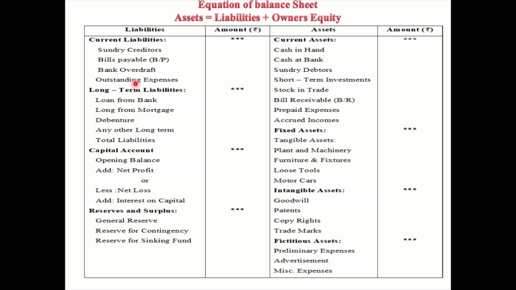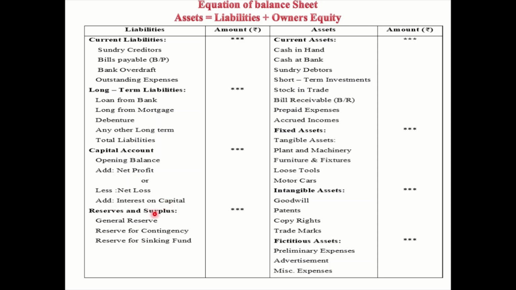Now we are going to see the capital part. This includes the owner's equity. Owner's capital is nothing but the fund provided by the proprietor. As we have seen in the profit and loss account, net profit we carry down to the capital account of the balance sheet. If there is a profit, we add that amount to the opening balance. If there is a loss, we subtract it from the capital account. And also we add the interest on capital.